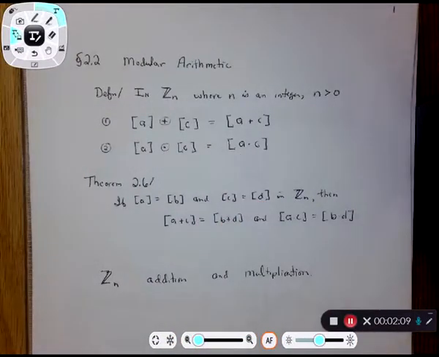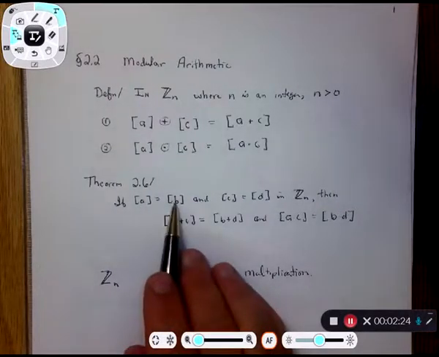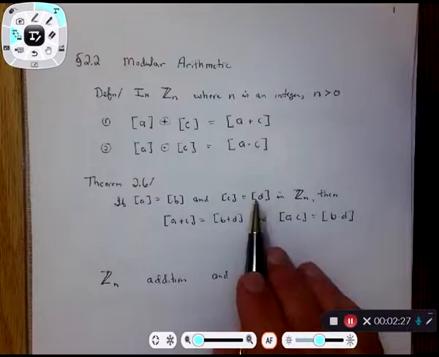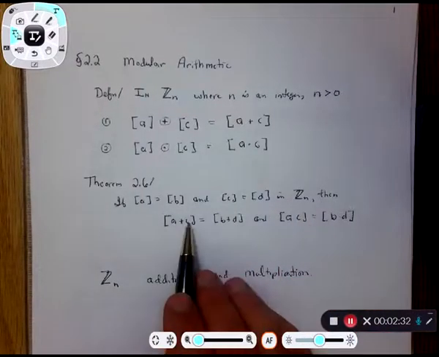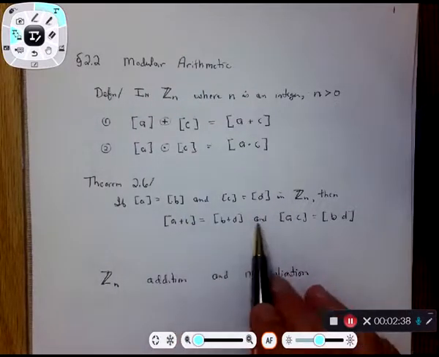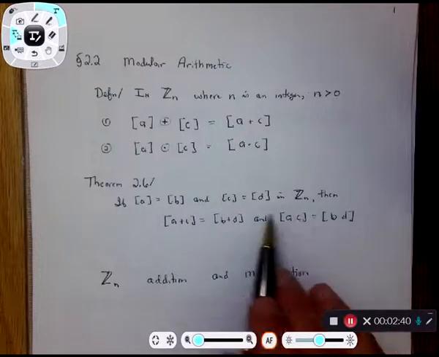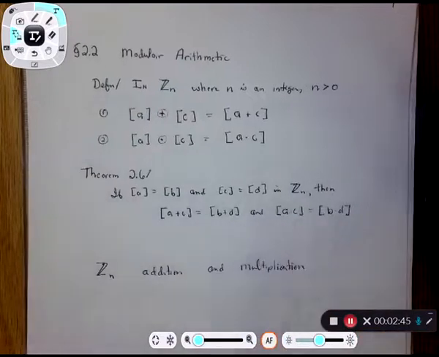So in theorem 2.6, we talk about how this structure is actually set up, in terms of these truly being equivalence classes, and therefore we have that classic structure. So if equivalence class A equals equivalence class B, and equivalence class C is equal to equivalence class D in Z mod n, then equivalence class A plus C is going to be equal to equivalence class B plus D, and equivalence class A times C is equal to the equivalence class of B times D. That's how we add and how we multiply.